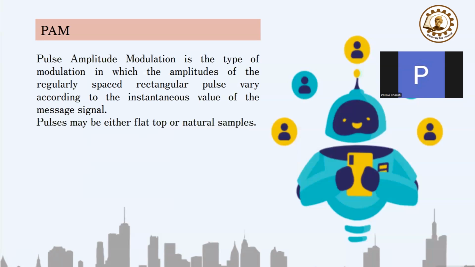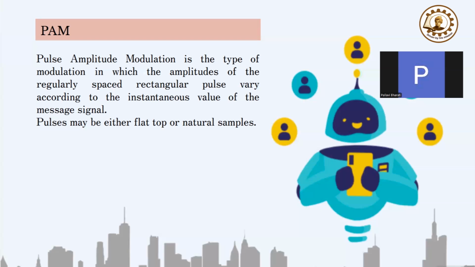When we studied the modulation schemes earlier in analog communication, we saw that we vary certain parameters of the carrier signal. In amplitude modulation, the amplitude of the carrier was varied according to the message signal. In frequency modulation, the frequency of the carrier was varied according to the instantaneous value of the message signal. And in phase modulation, the phase was varied.